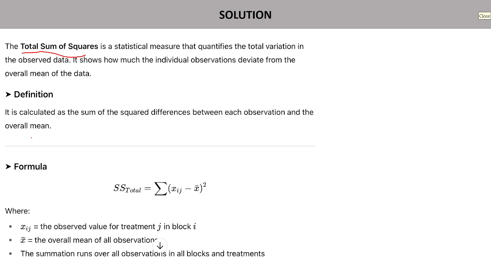Now, by definition, it is calculated as the sum of squared differences between each observation and the overall mean. Okay, so this is the formula for the total sum of squares: summation of (x_ij minus x bar) squared, where x_ij is the individual observed value and x bar is the overall mean. In this case, it is written that treatment j in block i is an example of a randomized block design. So this summation will basically run over all observations in all the blocks and in all the treatments.